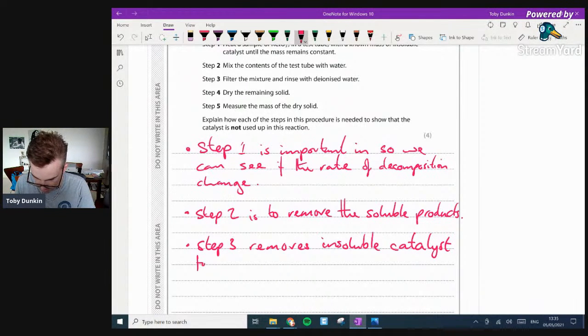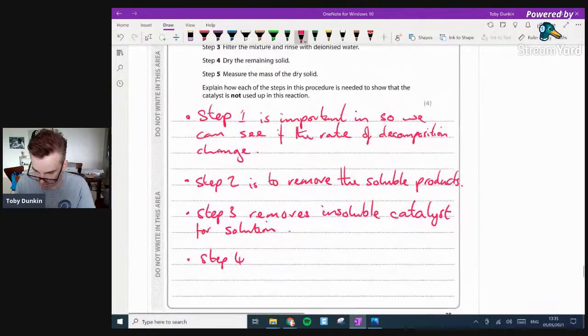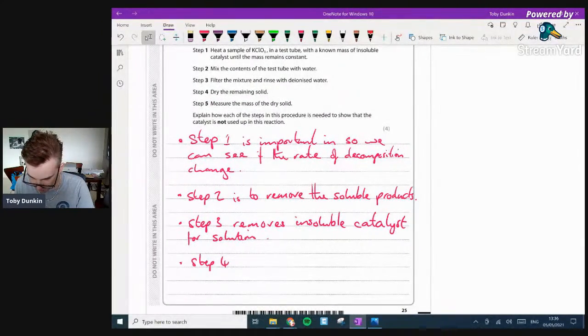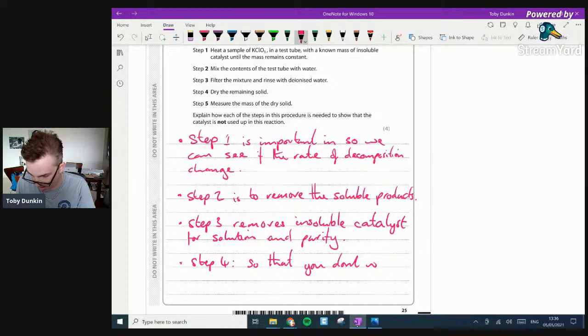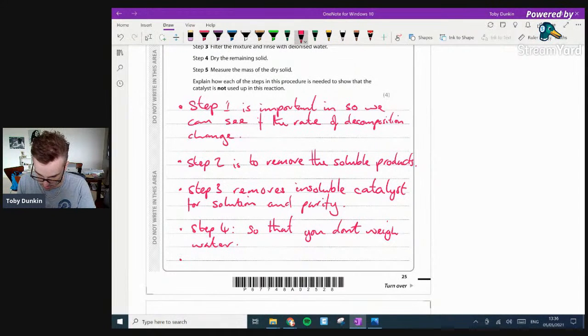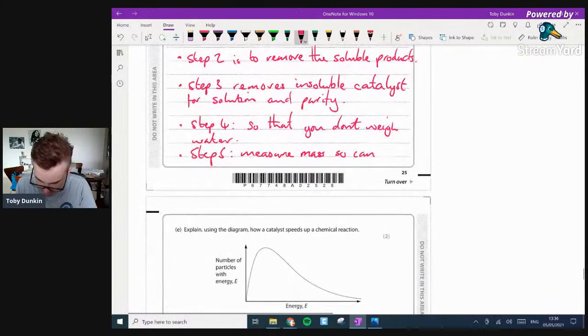Step 3 removes insoluble catalyst from solution. Step 4 purifies catalyst. Step 4, oh no, filter mixture and rinse with deionized water. So step 3 is to remove insoluble catalyst from solution and purify. Step 4, dry it so that you don't weigh water. Measure the mass of the dry solid. Step 5, measure mass so you can compare to the original mass.